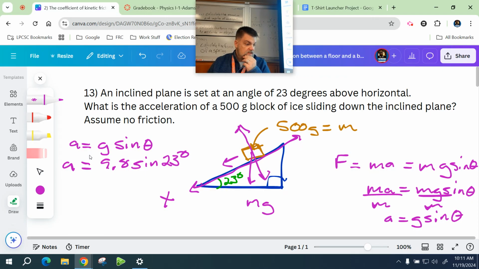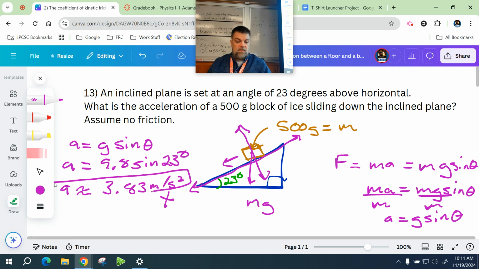That's the acceleration because there's an x and y component. When we change the orientation of the xy plane, that's how you calculate that. If we do the math on that, it's approximately 3.83 meters per second squared. Because this is mg and we need to separate the acceleration.